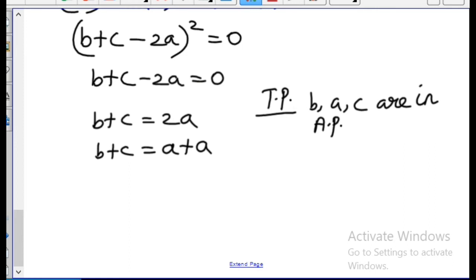AP means we know the condition T2 minus T1 is equal to T3 minus T2. That means the second term here, A minus B, is equal to C minus A. In the format we can say it as it is in the AP. So we can arrange it like this.